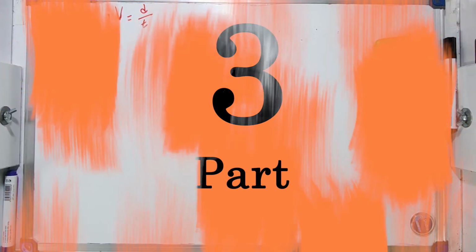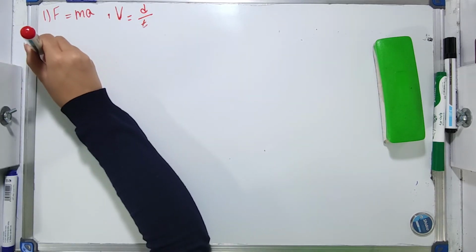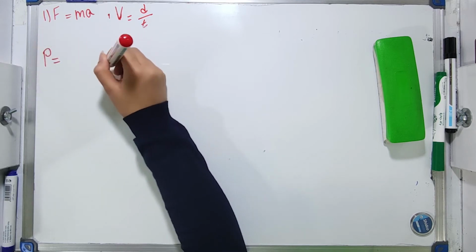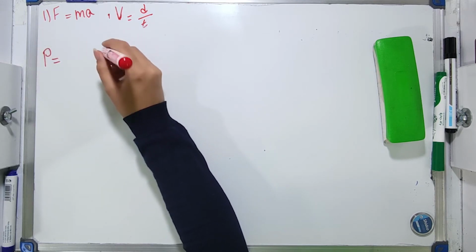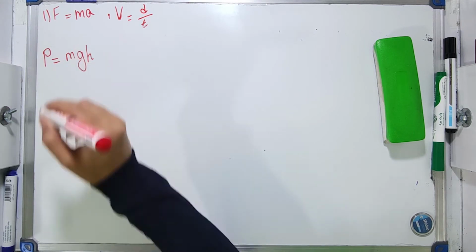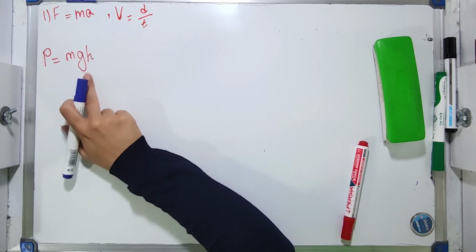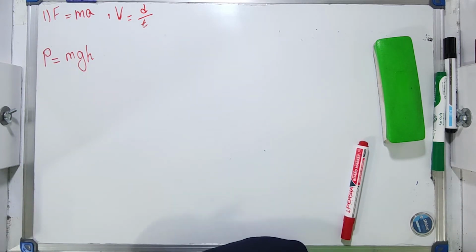Okay, the next kind of equation we have is a little bit complicated example. It's not complicated, a little bit. Potential energy equal to mgh. Potential energy is equal to mass times g times height.